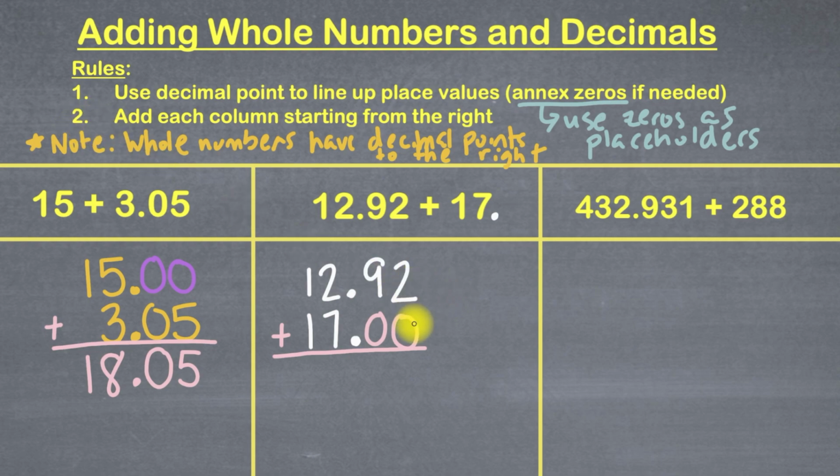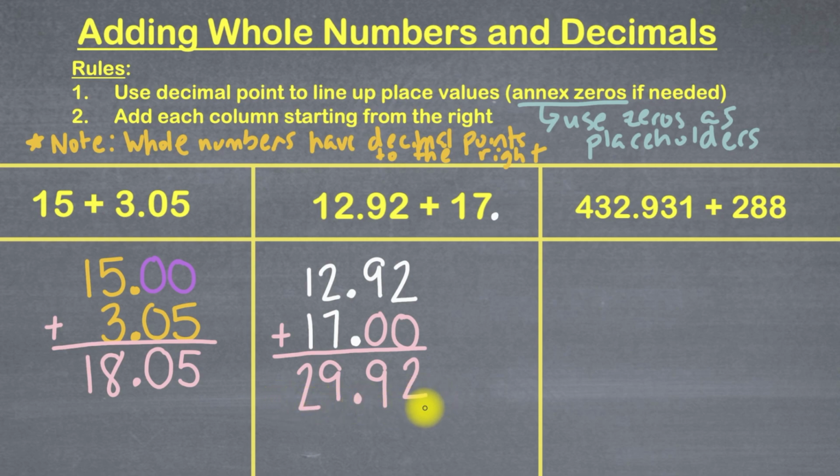Again, starting at the right like it says in rule number 2. So I've got 2 plus 0 is 2. 9 plus 0 is 9. I'll bring down a decimal point here. I've got 2 plus 7 is 9. And 1 plus 1 is 2. So we could say the sum of 12.92 and 17 is 29.92. But again, the proper way to read that is 12 and 92/100 plus 17 equals 29 and 92/100.